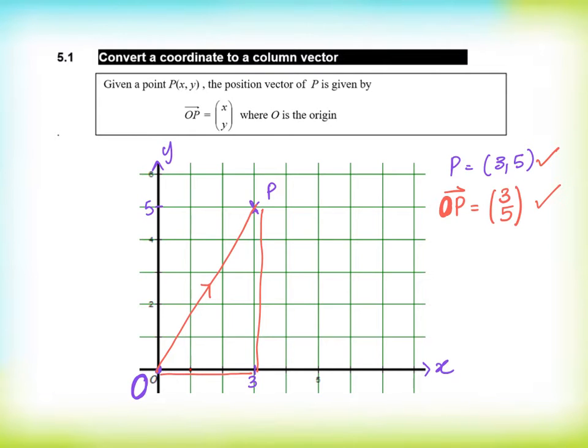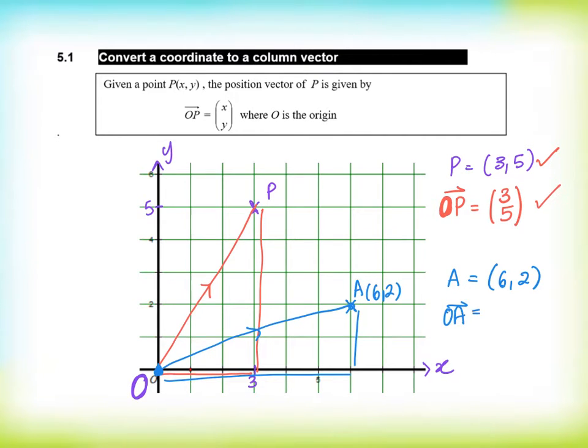For example, if I were to give you the point A to be (6, 2), what will be the position vector in this case directly? So for example, I have (6, 2), this point over here, point A. It means I've traveled 6 units on the x-axis, 2 units on the y-axis, and this will be the vector O to A, OA. So immediately we know that OA is the vector (6, 2). Have you understood the concept?